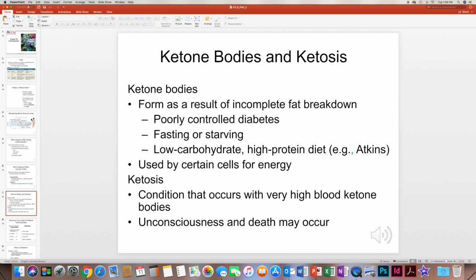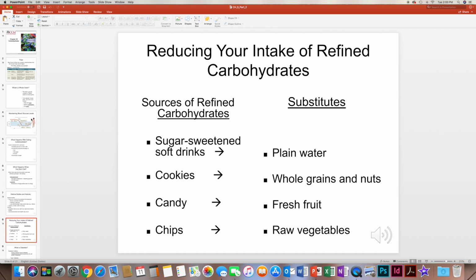For example, the Atkins diet, a very, very low carbohydrate and very high protein diet, can cause the creation of ketone bodies, and that would end up putting you into a state of ketosis, which is a very acidotic state, and it could really be harmful to the body. So what you want to do is make sure that you're eating the proper carbohydrates, not reducing all of them, but rather reducing the refined or the simple carbohydrates.